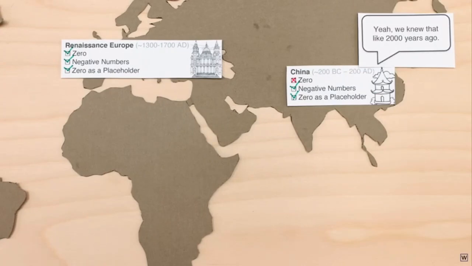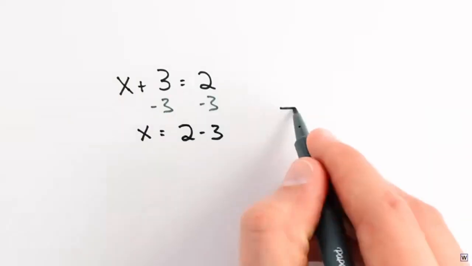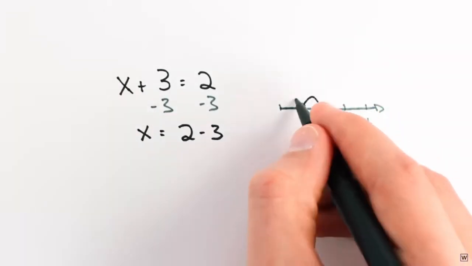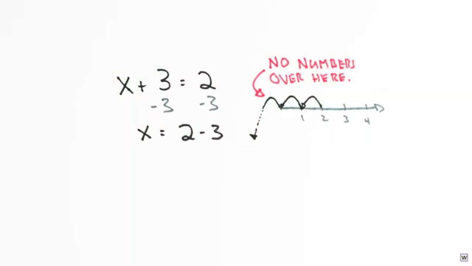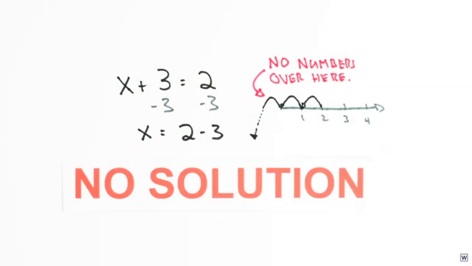It turns out there's a whole lot of math you just can't do if you don't allow negative numbers to play. Without negatives, simple algebra problems like x plus 3 equals 2 have no answer. Before negatives were accepted, this problem would have had no solution, just like we thought our original problem had no solution.